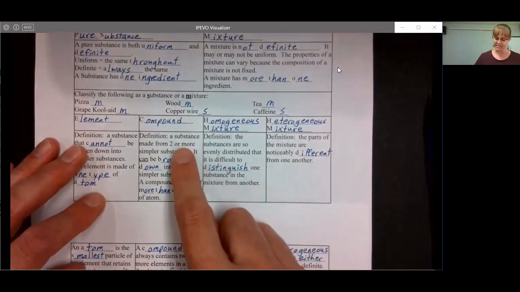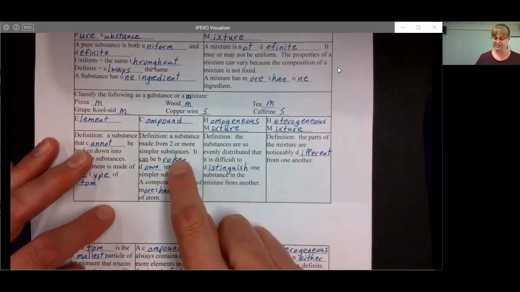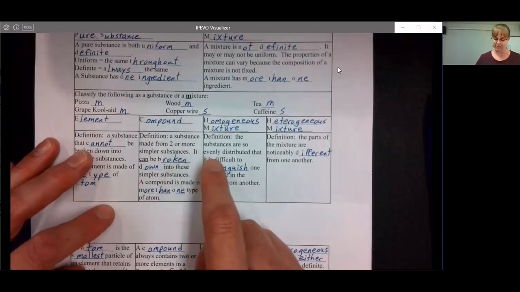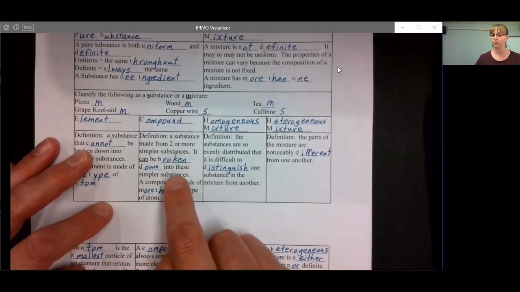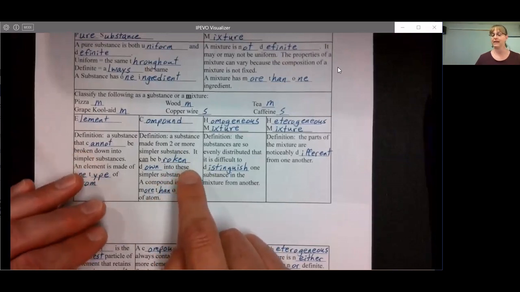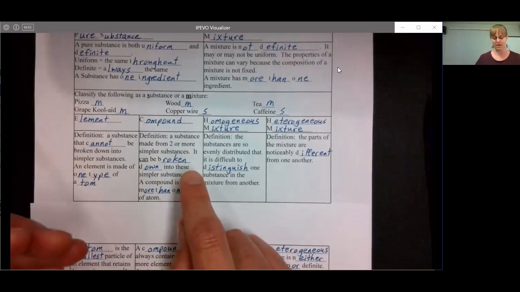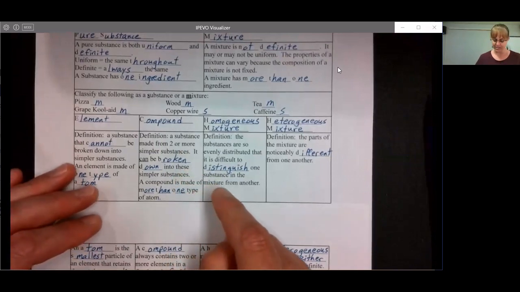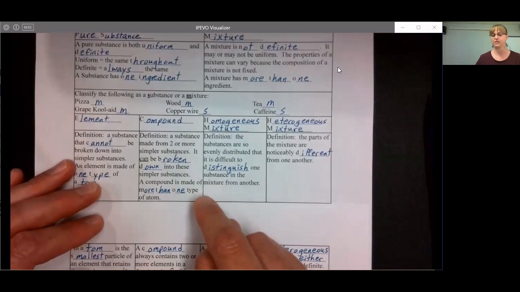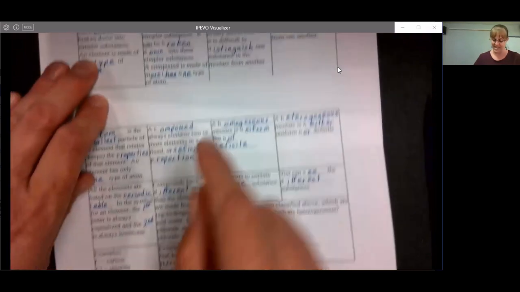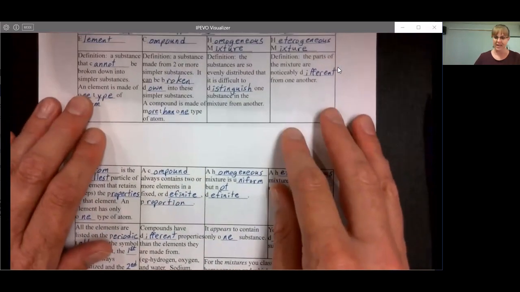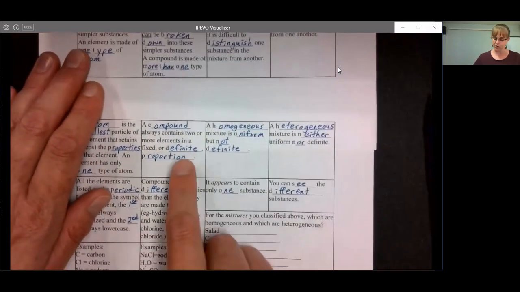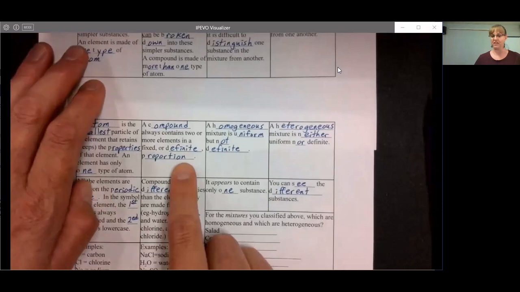All right, next, a compound. A compound is a substance made from two or more simpler substances, two or more atoms, chemically combined together. It can be broken down into these simpler substances. You can have a chemical reaction, and it can be broken down into its elements or simpler compounds. A compound is made of more than one type of atom. So you must have more than one capital letter to have more than one element. A compound always contains two or more elements in a fixed or definite proportion.